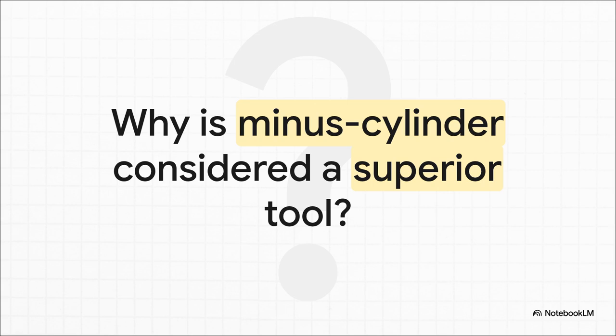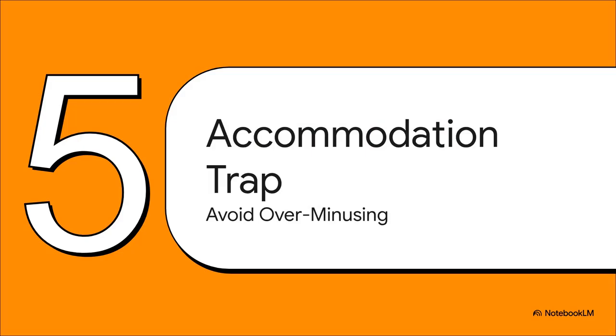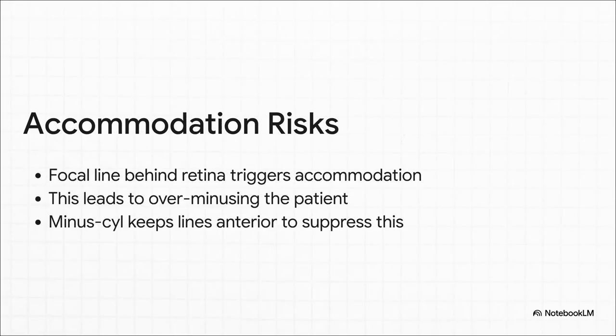What actually happens biologically if a focal line sits behind the retina? And that leads us perfectly into Section 5, the Patient Accommodation Board Trap. Here's the absolute biological reality of the situation. Anytime a focal point or a focal line is located behind the retina, the patient's ciliary muscle is going to kick in. The lens will accommodate and subconsciously pull that image forward on its own to clear up the vision. But here's the problem. If the patient is supplying their own plus power through accommodation, you are going to supply too little plus power from the phoropter. You will end up over-minusing the patient every single time.